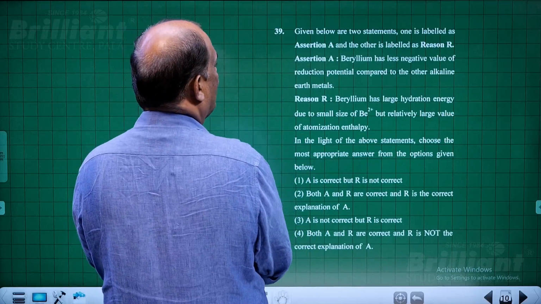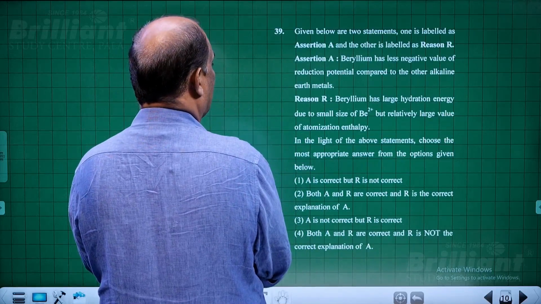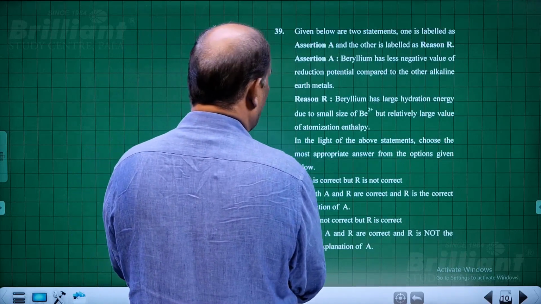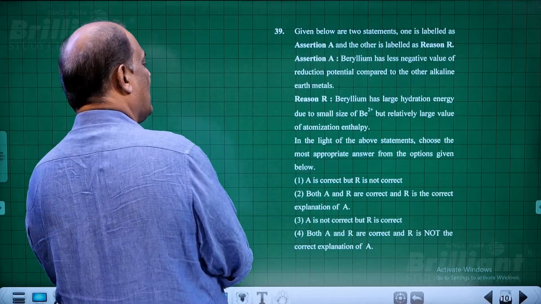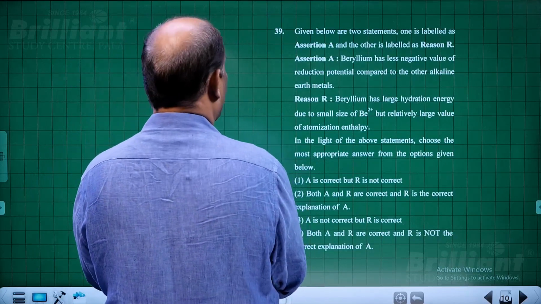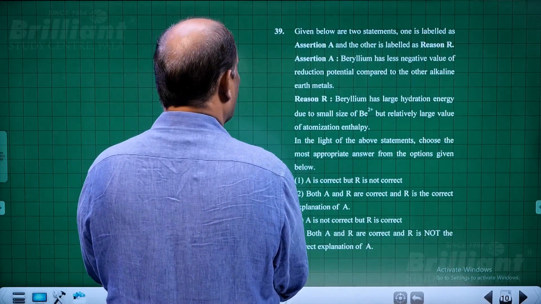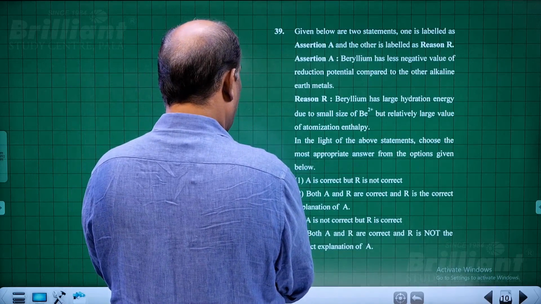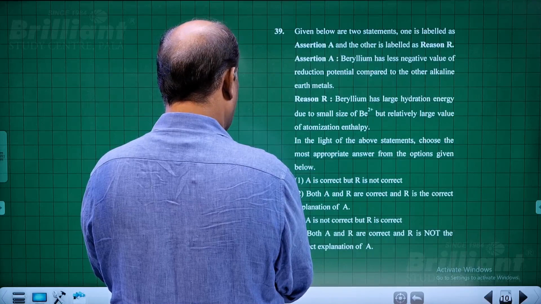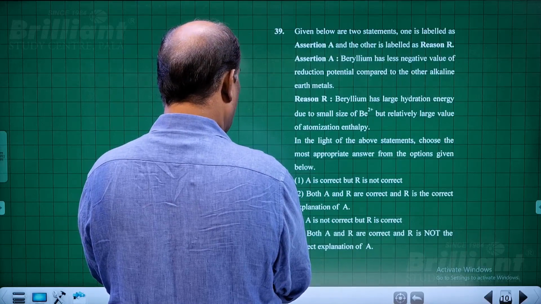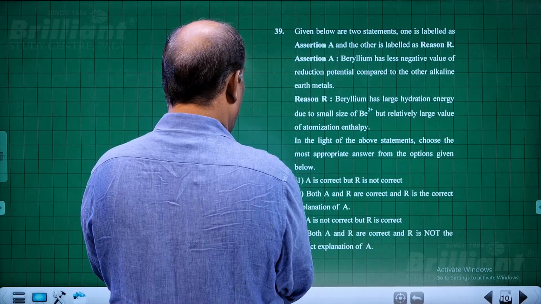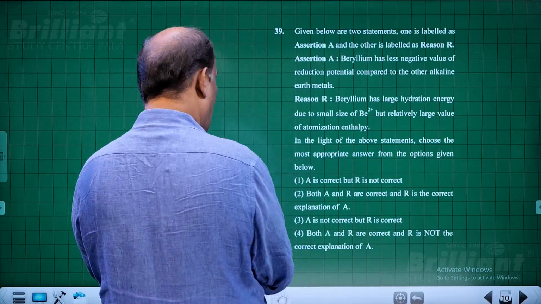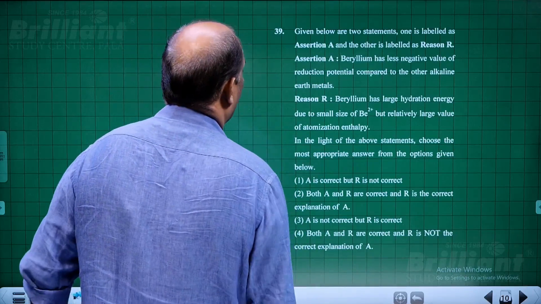Given below are two statements, one labeled as assertion and the other as reason. Beryllium has large hydration energy due to small size of beryllium plus 2 but relatively large value of atomization enthalpy. In the light of the above statements, choose the most appropriate answer from the options given below. A is correct but R is not correct. Both A and R correct, R is the correct explanation of A. A is not correct but R is correct. Both A and R correct, R is not the correct explanation of A.